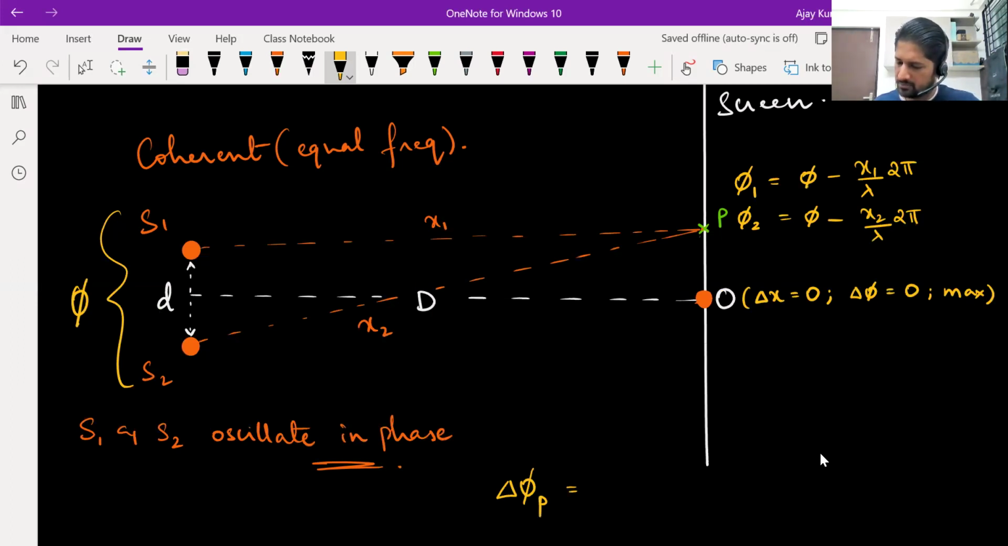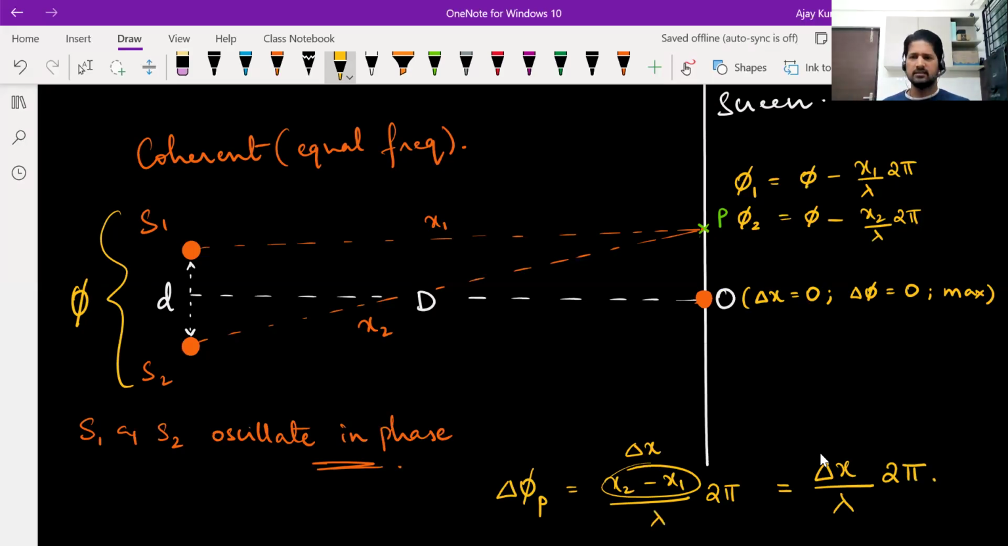Subtract those two terms. You will see that it is x2 minus x1 divided by lambda into 2 pi. And x2 minus x1 is something we call the path difference. How much extra distance one wave has traveled compared to the other. So the phase difference with which they arrive at any random point on the screen is the path difference divided by wavelength multiplied with 2 pi. Is this clear? Yes, sir. Okay.